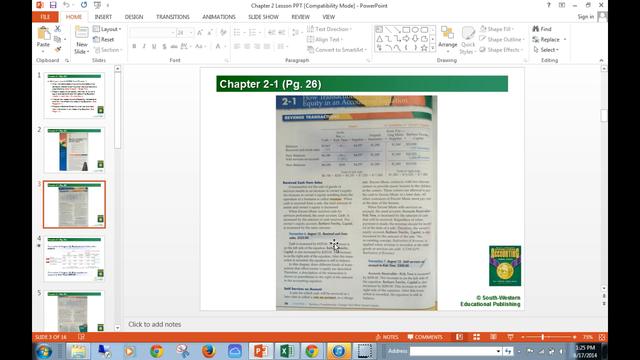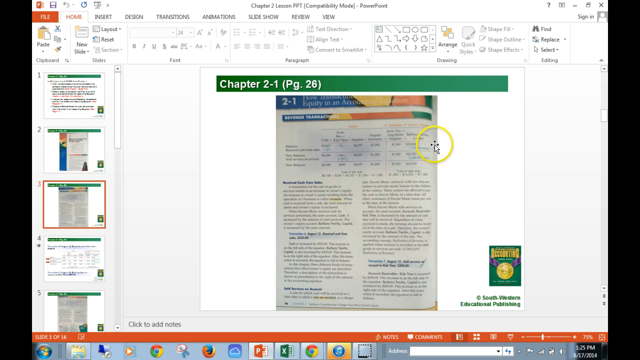So transaction 6, which is here on the middle part of the page, on August 12th, we received cash from some type of sale of $325. So instead of reading this paragraph here, we're going to increase the cash side because we received cash. We're going to increase this asset of cash, and we're going to increase our capital account or our owner's equity classification. The account name is Barb Trevino Capital, and we increased that by $325.